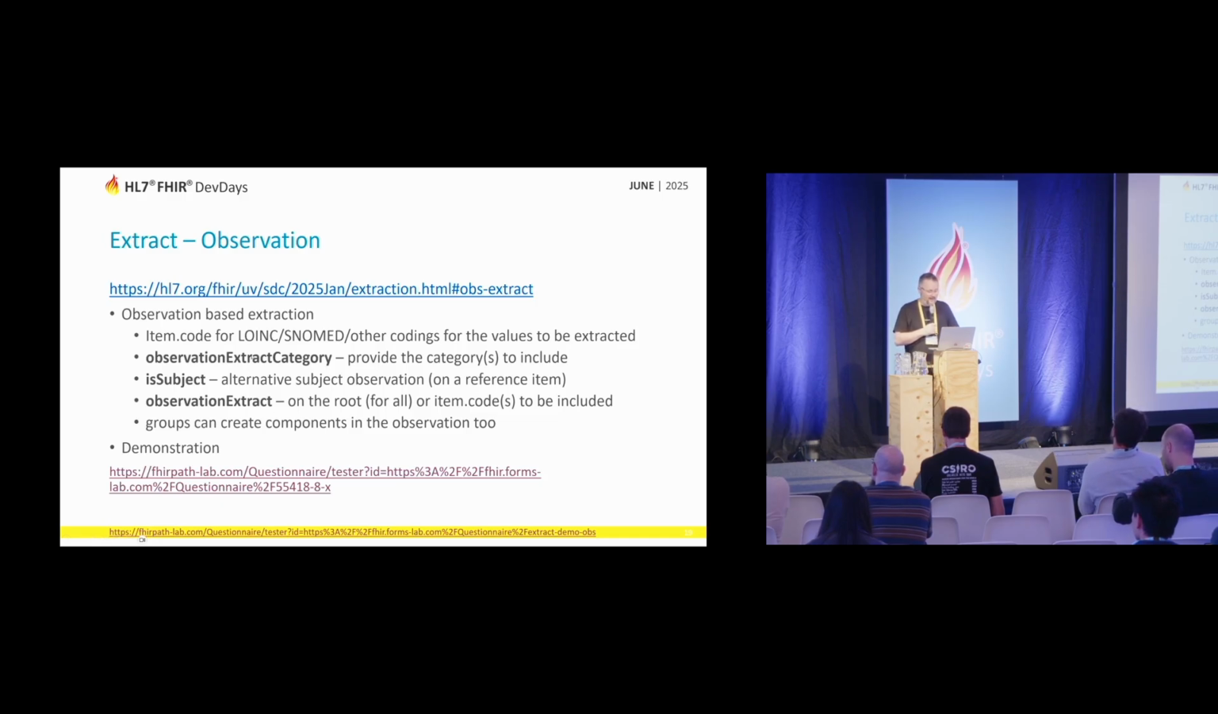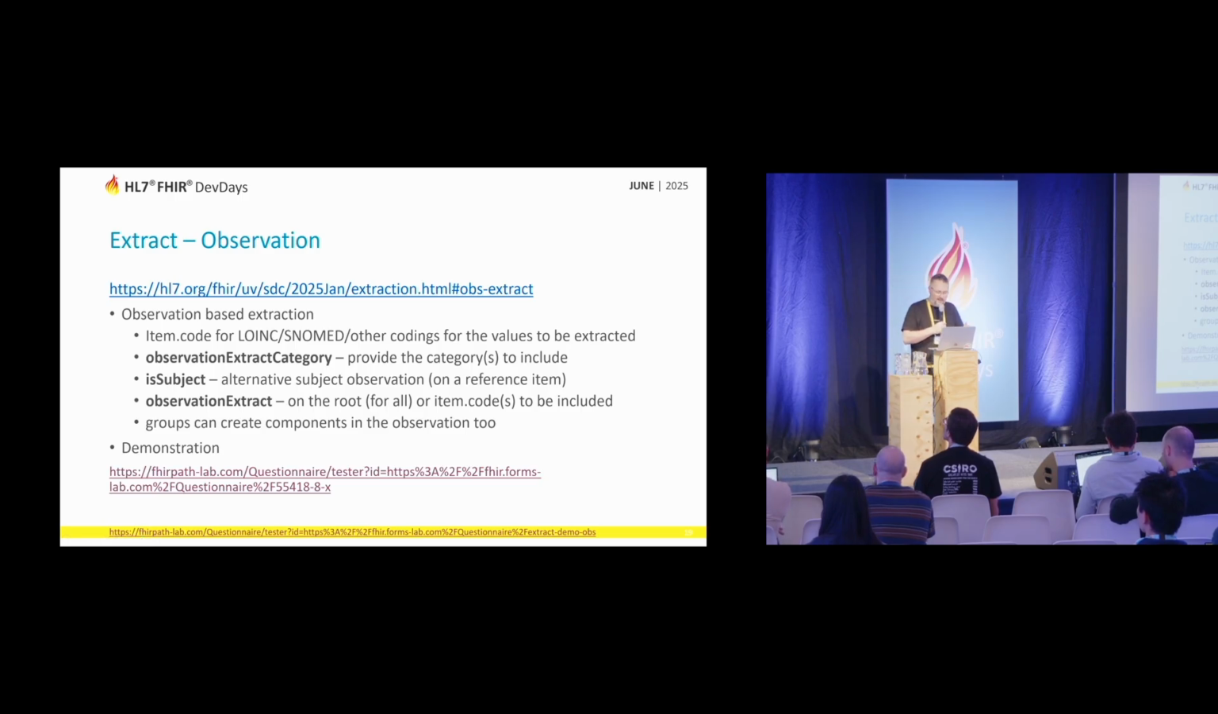I can tag it and say, here's an extension for the observation extract category, a subject, and an actual observation extract, which you can put at the root and say, any question that has an item.code, I want you to extract that into an observation. So in terms of low-hanging fruit, how can I get that to happen? That's the lowest. Put the one extension at the top, item.code for stuff, and you'll get a heap of observations out.